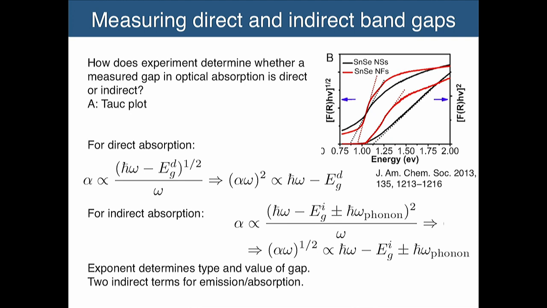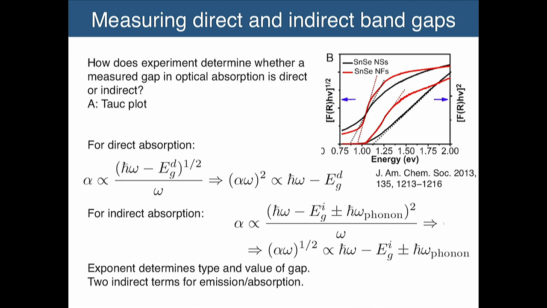Notice though here that the absorption, in the case of indirect absorption, has two onsets. You can have the phonon absorption term as well as the phonon emission term, and the two of them will take off at different energies, plus or minus the energy of the phonon that dominates the absorption, because you have these two separate terms.